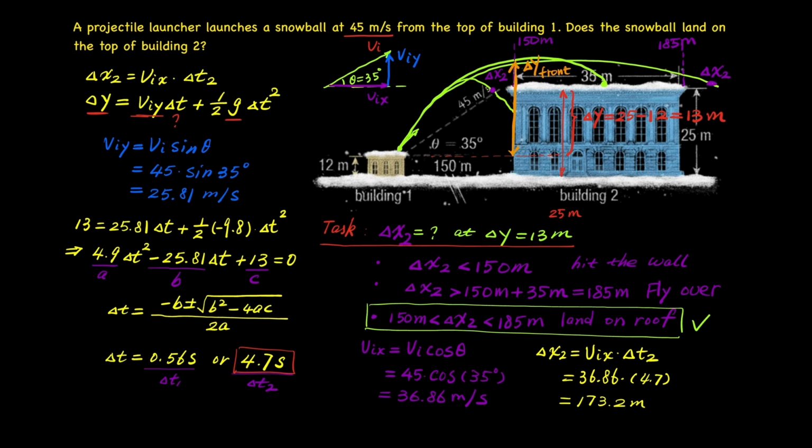Then you just need to check the height again at the far edge at delta x equals 185 meters. If the height is still above 30 meters, it means the snowball flies over, right? If it's below 30 meters, it means the snowball must have landed on the roof somewhere in between. It's a slightly different way of looking at the same geometry, and it's going to be a great practice to try solving it that way on your own just to see if you get the same result.